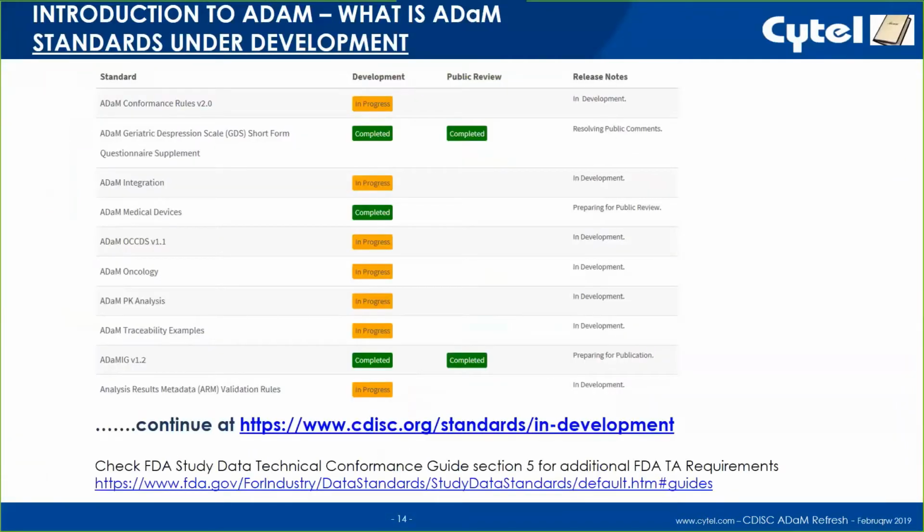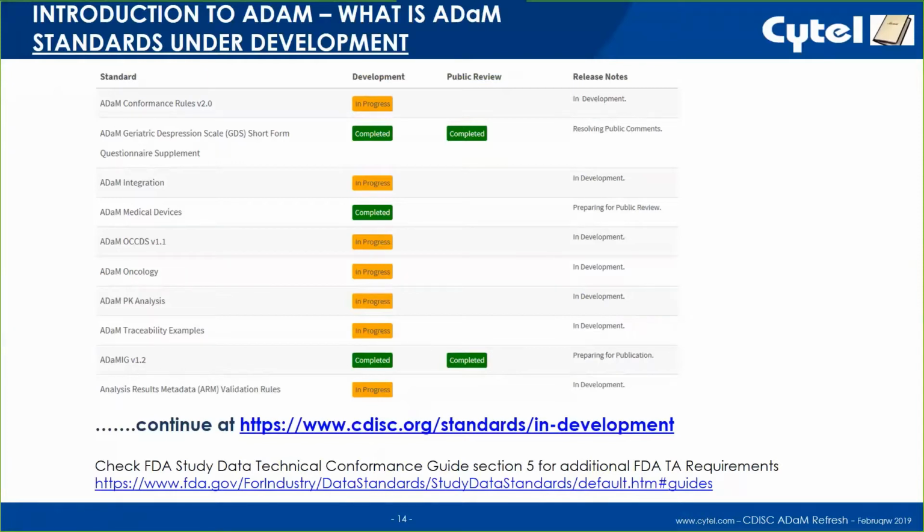This is just to show what's next in the ADaM development. They will release soon a new version of the guidance, which will be called version 1.2. And I don't think it's planned to update the model. So the model will stay as 2.1.